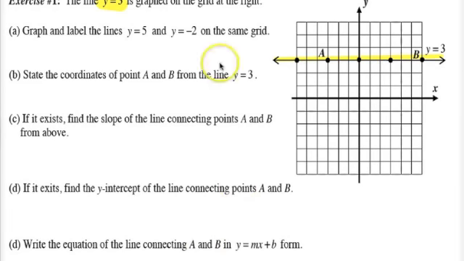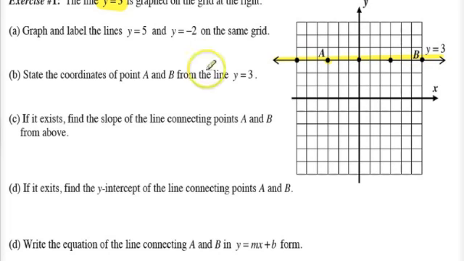Okay, exercise 1. The line y equals 3 is graphed on the grid at the right. So here's the graph of the line. I highlighted it, and the name of it is y equals 3. Why? Because it goes through y equals 3. There's the point, y equals 3. And by the way, there's a point here, and the y value is 3. It's 3 above the x-axis, and here it's 3 above the x-axis. So the line y equals 3 simply means a line that is 3 units above the x-axis.